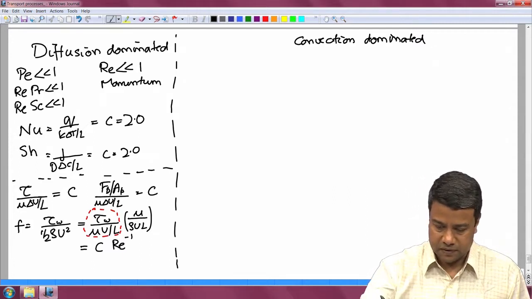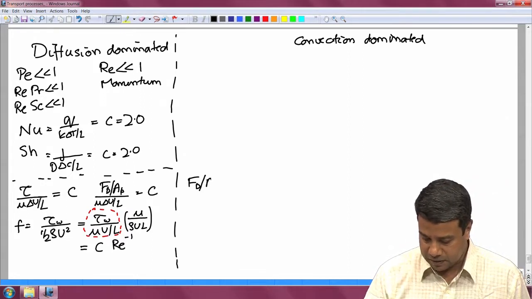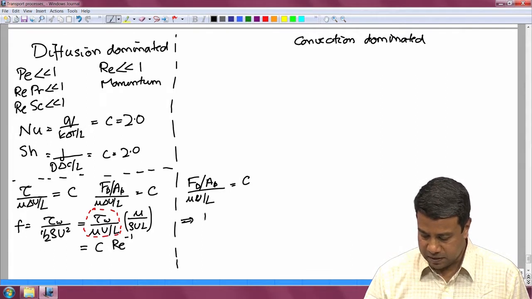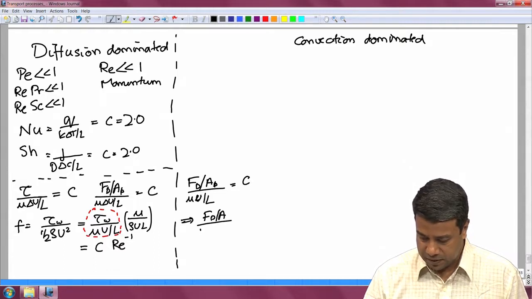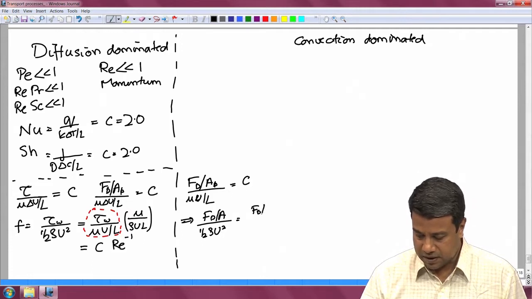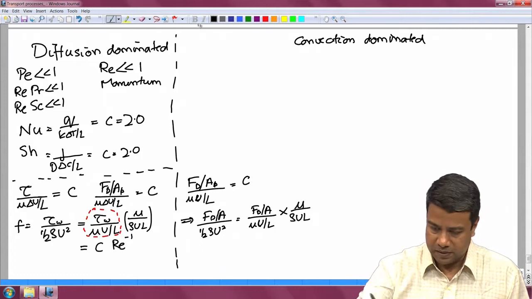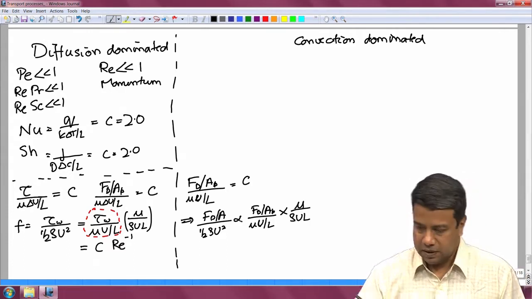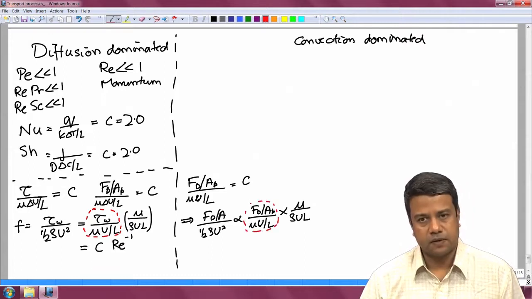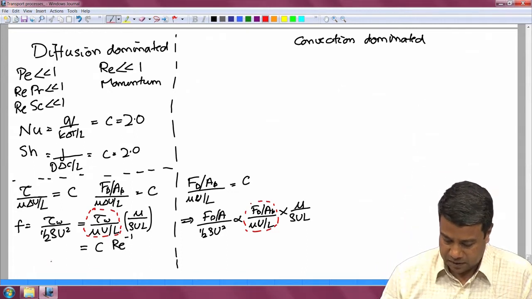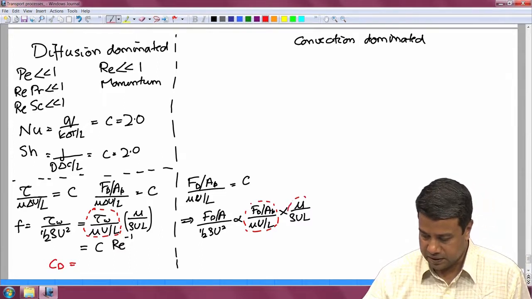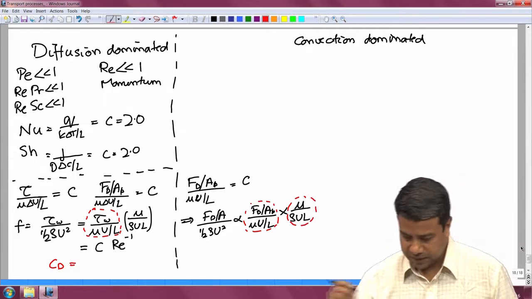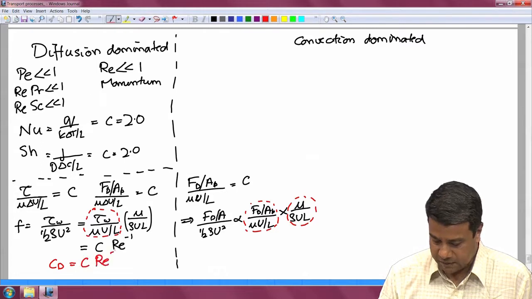Same thing applies for the drag force. For the drag force on a particle, Fd by A divided by mu u by L has to be equal to a constant, which means that Fd by A by half rho u square, I can write it as Fd by A by mu u by L into mu by rho u L. It's not quite equal to, it's proportional to, because you have factors here between the area and the other scales. And this thing is tending to a constant in the limit of low Reynolds number. And therefore, the drag coefficient, CD, will also be equal to some constant times the Reynolds number inverse in the limit of low Reynolds number.